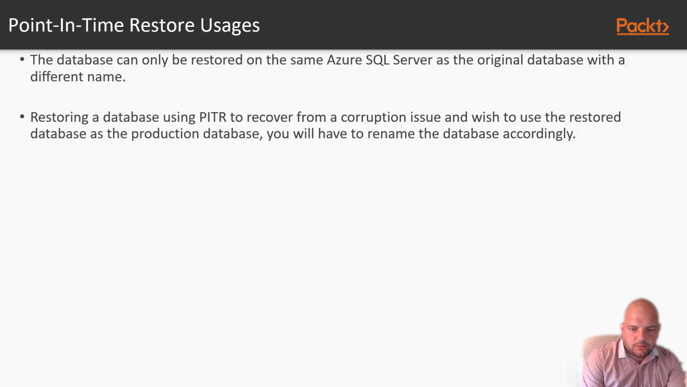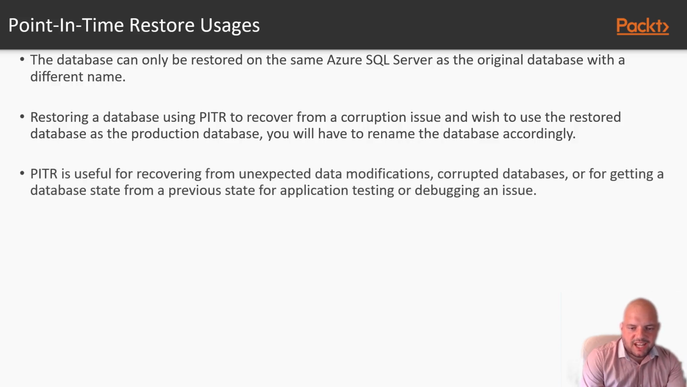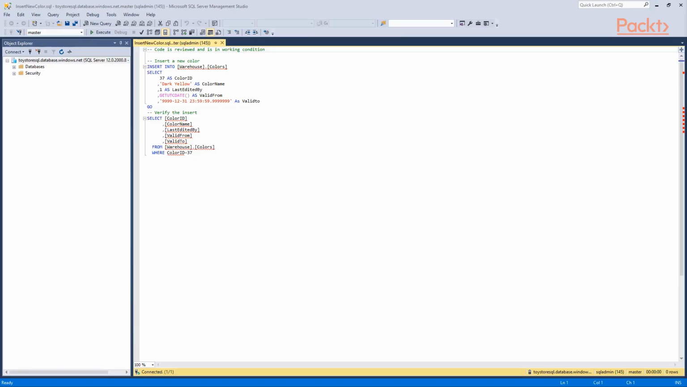So point-in-time restore is particularly useful for recovering from unexpected data modifications, corrupted databases, or for getting databases into a previous state for, say, application testing or debugging a particular issue. In this demonstration, we will be performing a point-in-time restore on an Azure SQL database using the Azure Portal.